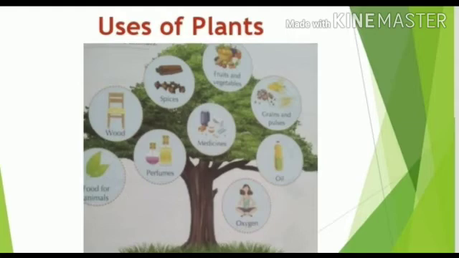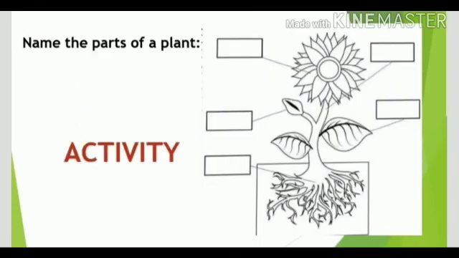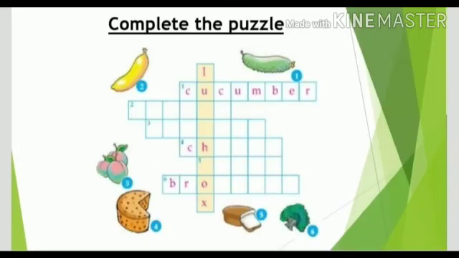This is the time for your activity, children. So you all are ready to do the activity? Okay. In this activity, you have to name the parts of a plant and write inside of the box. Now, next activity is complete the puzzle. Puzzle given here, you have to see the picture and write its name.